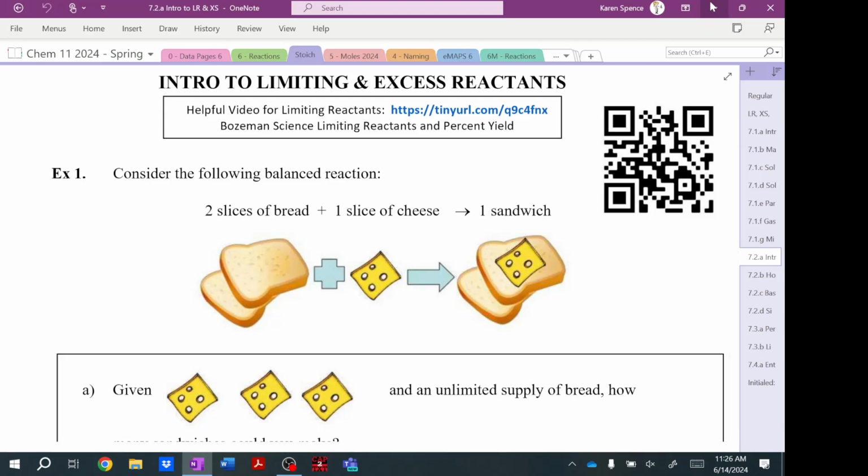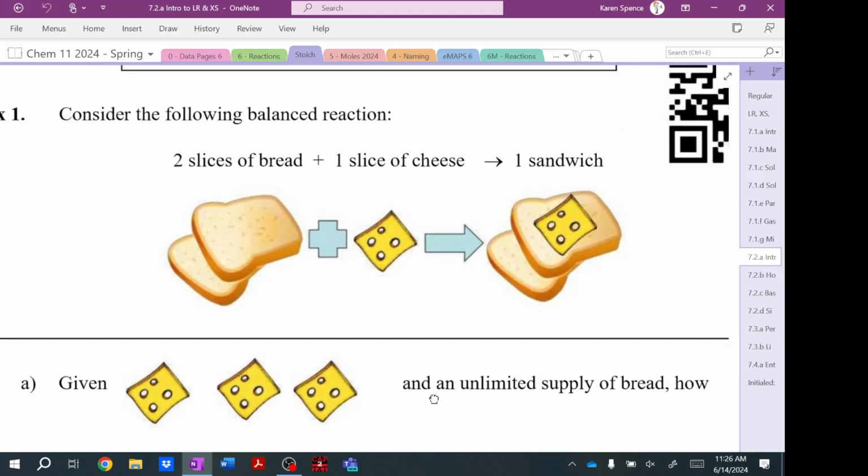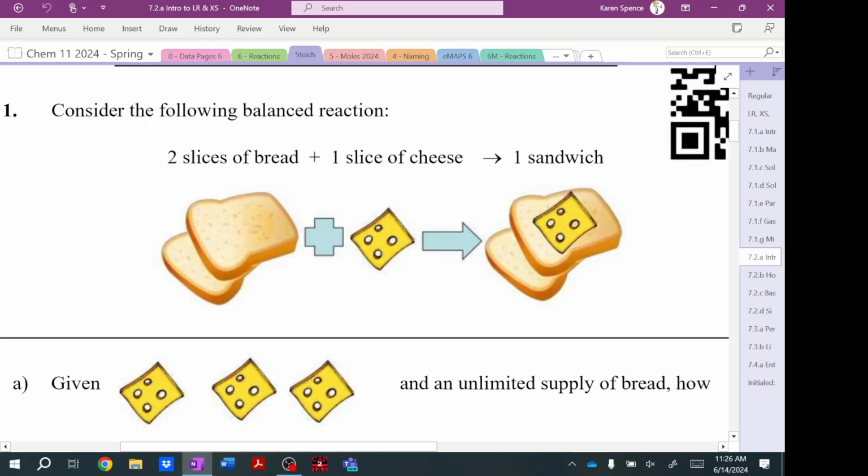Okay, so here we have limiting and excess reactants, and we're going to consider this lovely cheese sandwich. It looks like something a small toddler would enjoy. You know, they like their food very plain. 2 slices of bread and 1 slice of cheese makes 1 sandwich. Now, I made the sandwich a little weird because you needed to be able to still see the cheese.